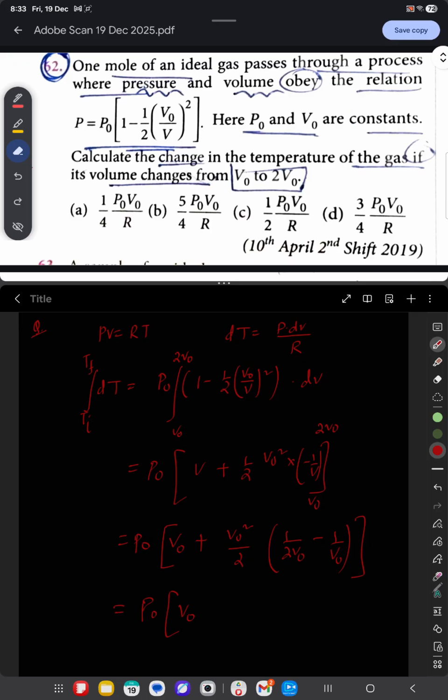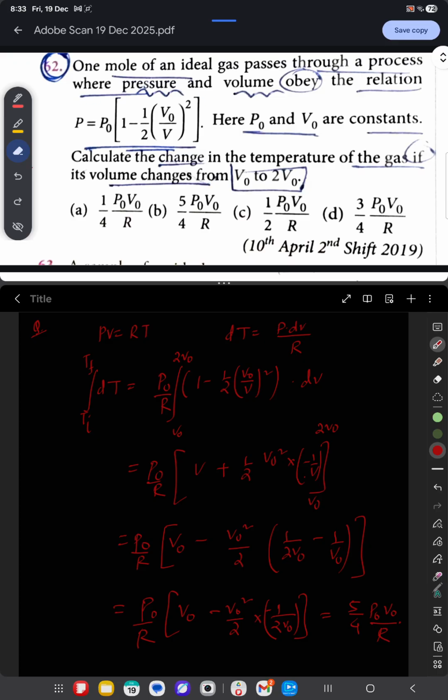Now the solution becomes this: plus and minus become minus. So minus V naught square by 2 into 1 by 2 V naught minus. So this becomes 5 by 4 P naught V naught. There was one R, so 5 by 4 P naught V naught by R will be the solution.